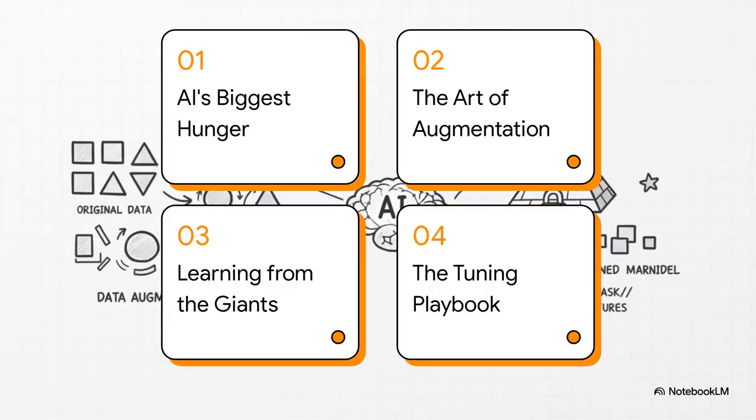So here's our game plan. First, we'll talk about AI's unbelievable appetite for data. Then we'll get into the art of data augmentation, basically how to make more data from what you've already got. After that, we'll see how we can learn from the giants using something called transfer learning. And finally, we'll wrap it all up in a step-by-step tuning playbook.